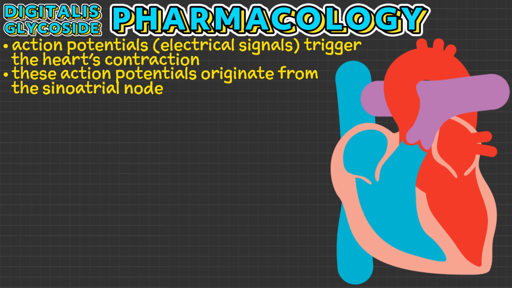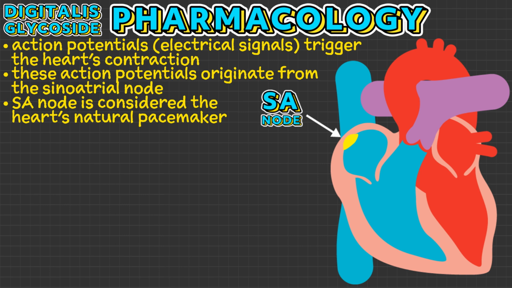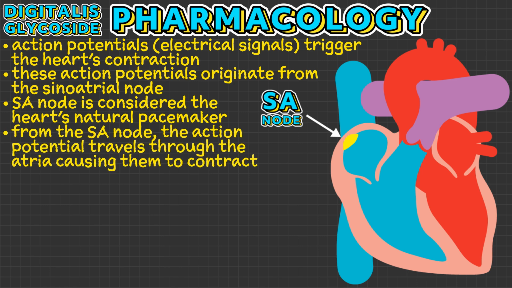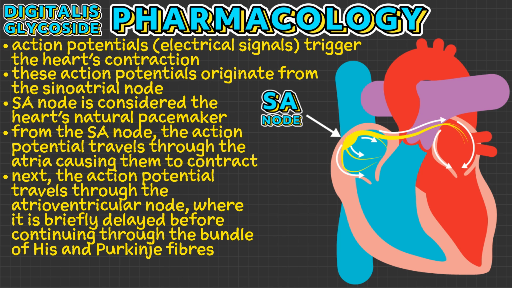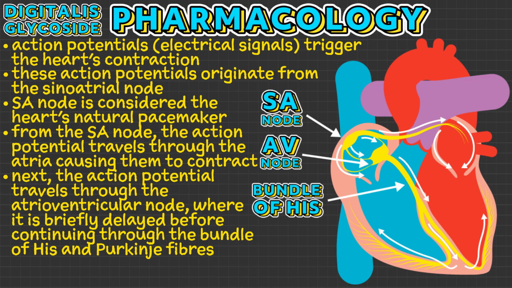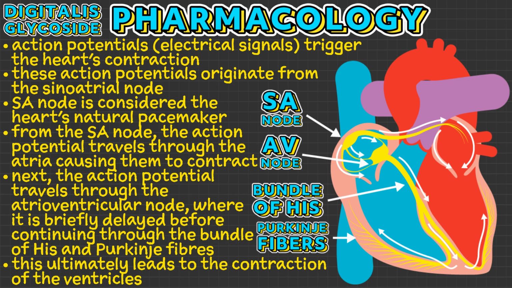Action potentials, or electrical signals, trigger the heart's contraction. These action potentials originate from the sinoatrial node, also known as the SA node, which is considered the heart's natural pacemaker. From the SA node, the action potential travels through the atria, or the two upper chambers of the heart, causing them to contract. Next, the action potential travels through the atrioventricular node, also known as the AV node, where it is briefly delayed before continuing through the bundle of His and Purkinje fibers, ultimately leading to the contraction of the ventricles, or the two lower chambers of the heart.